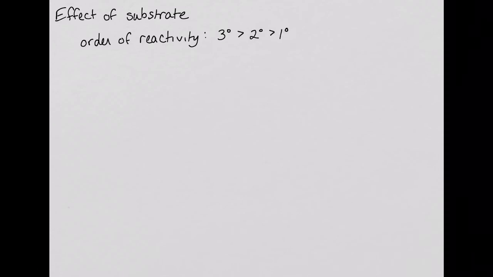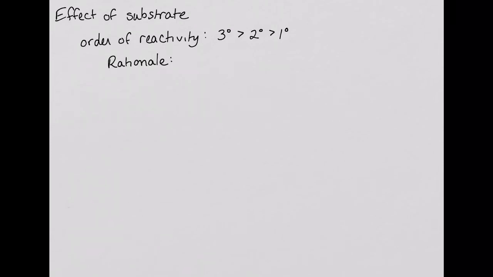Unlike SN1 and SN2, the order of reactivity for the substitution of substrates is the same for E1 and E2. For both of these mechanisms, tertiary substrates will react most quickly, followed by secondary, followed by primary. However, this order of reactivity is observed for different reasons depending on whether the E1 or the E2 mechanism predominates.